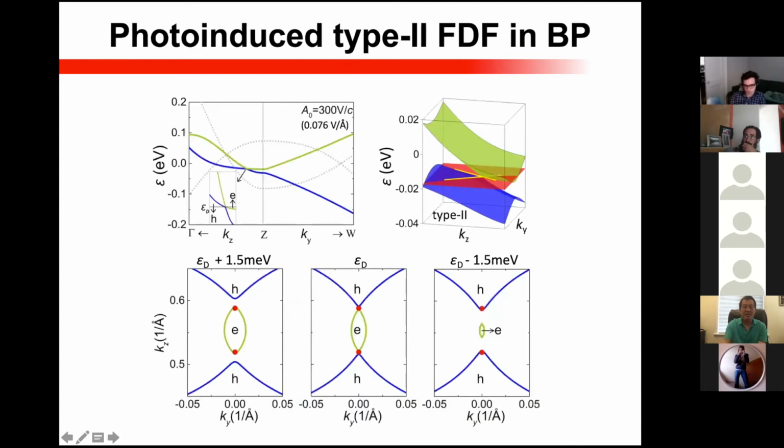Now you change the light intensity. Sorry, 5 minutes? 5 minutes? Oh, okay, I will speed up.